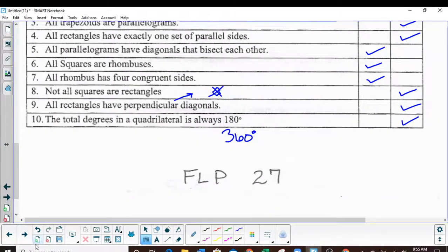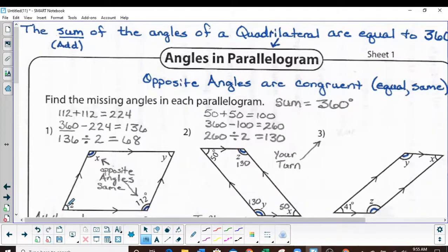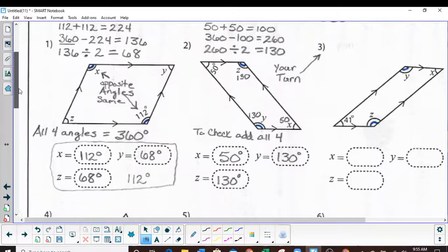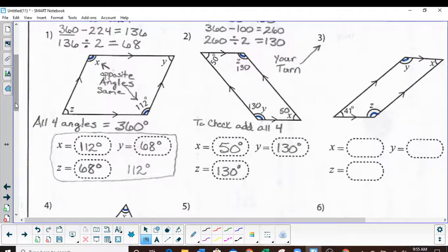Okay, cool. That's 27. Let's jump to 28. This one might take us a little bit, but we can roll through this. I'm going to show you how to do these. If you notice, I think I did number 1 for you. So let me explain what happens here. These are all parallelograms. So that means that opposite angles are equal or congruent. Opposite sides are congruent. So it makes it easy.